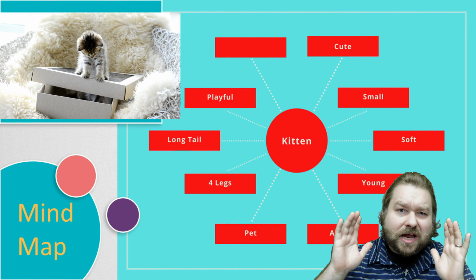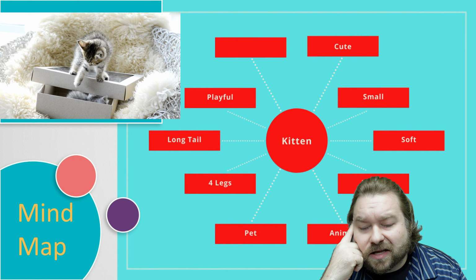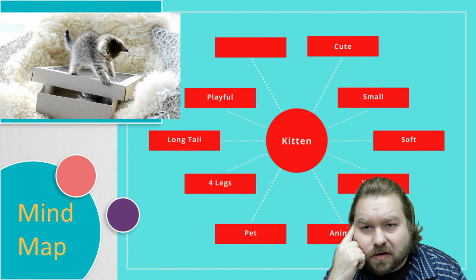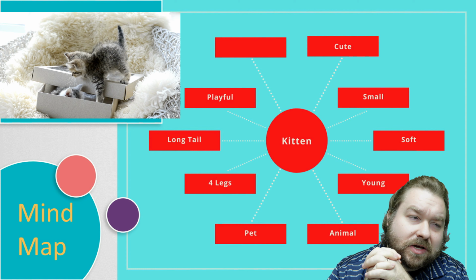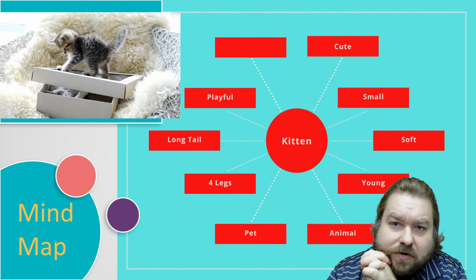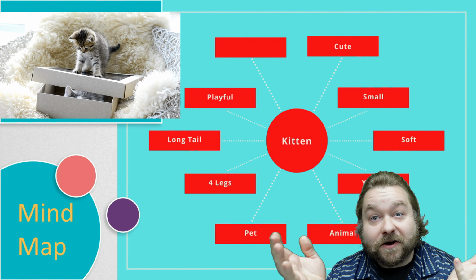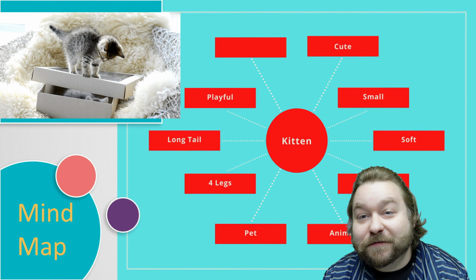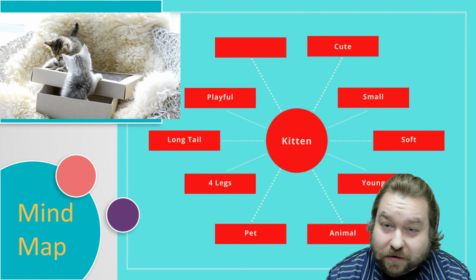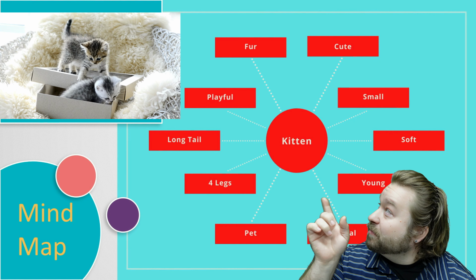Okay, we need one more. We need one more thing. What have we forgotten to say about a kitten? Well, we kind of talked about it. We said it was soft, right? What's soft? What about a kitten is soft? Fur. Teacher has fur. No, kittens have fur, right? Animals have fur. So we write that down. Okay, cool. We write it in our mind map. Boop. I forgot to say boop.